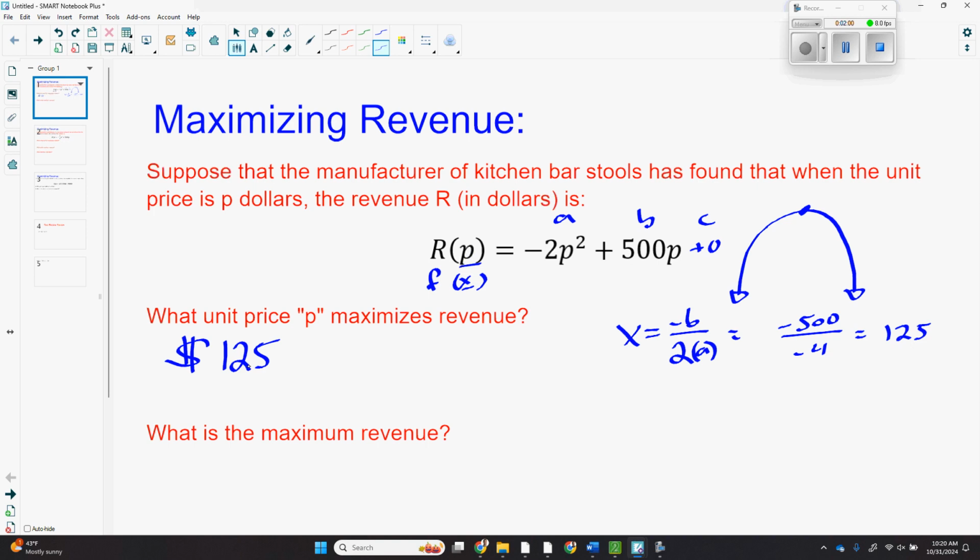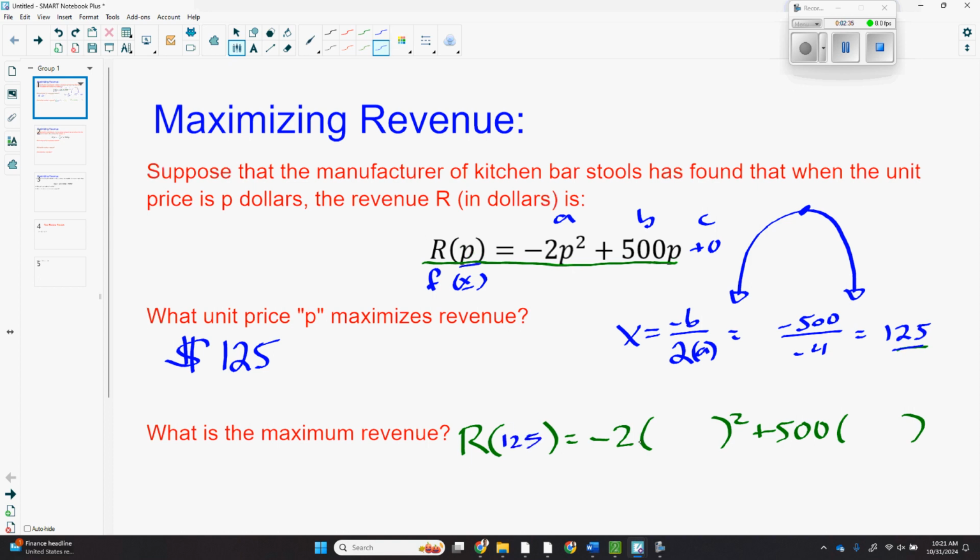Now, how do we find what that maximum profit is going to be? What is our maximum revenue here? Well, we can take our whole quadratic from earlier, and every time that I see a P, I'm going to replace that with 125. So instead of R of P, I'm going to say R of 125. In fact, I'm going to leave spaces, and every time I see a space, I'll put that in using a different color. We have negative 2, leave a space, squared, plus 500, leave a space, and again in those spaces we're going to put 125.